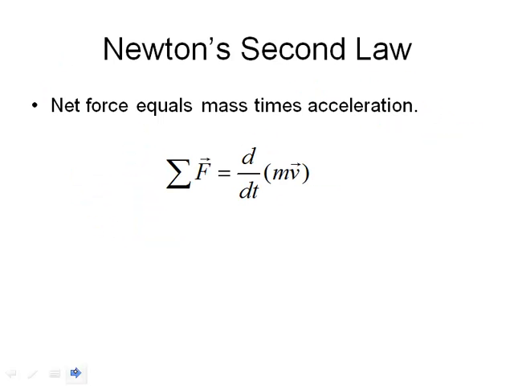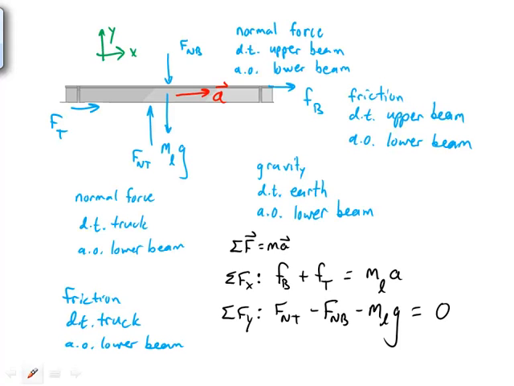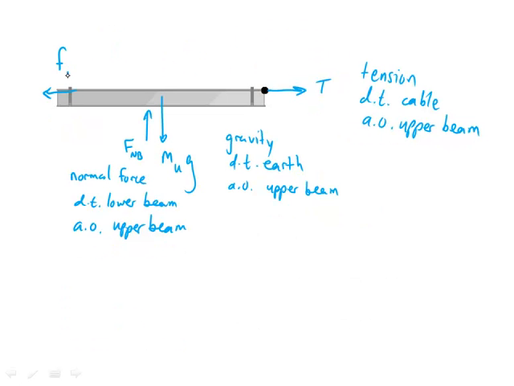And what did I label that? FB, I believe. Yep, FB. So this is friction due to the lower beam acting on the upper beam. And that's it. There's nothing else touching it. So I've got a normal and a parallel force due to the lower beam. I've got gravity. That's the only long distance force here. And then I've got the tension in the cable.